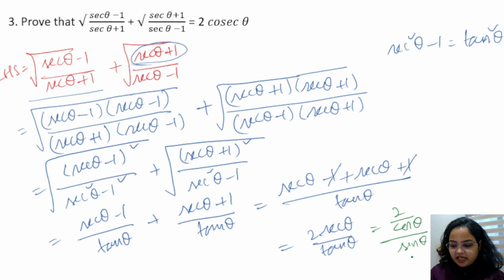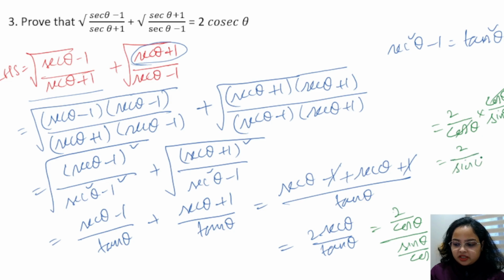What is tan theta? It is sin theta by cos theta. Here we have 2 by cos theta into cos theta divided by sin theta. Here cos theta and cos theta will be cancelled. We will get 2 by sin theta. Inverse of sin theta is what? Cosecant theta. Here 2 cosecant theta. So this is what we have in right hand side.